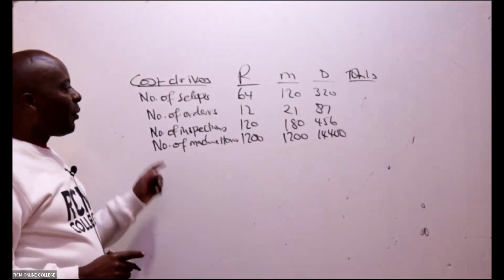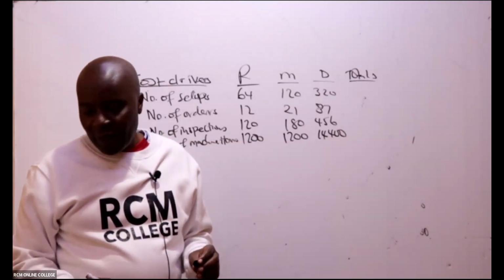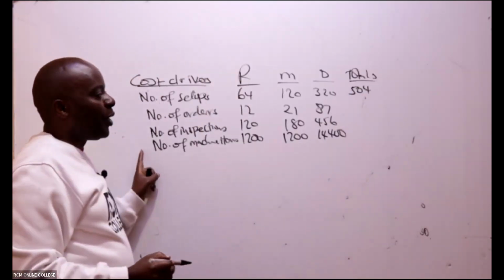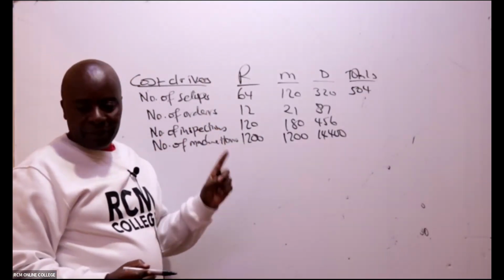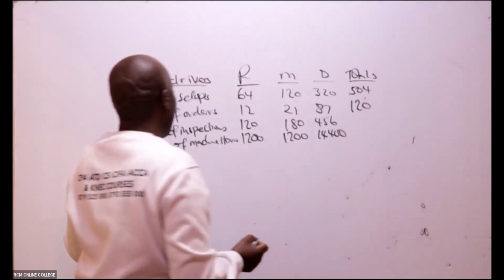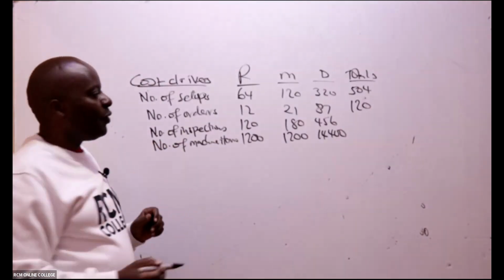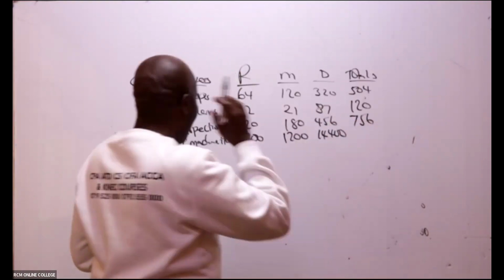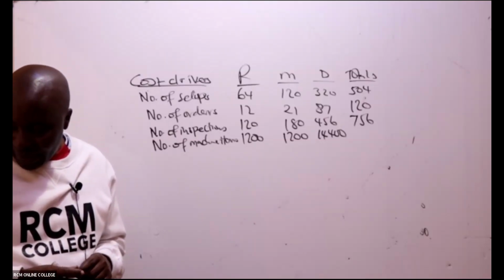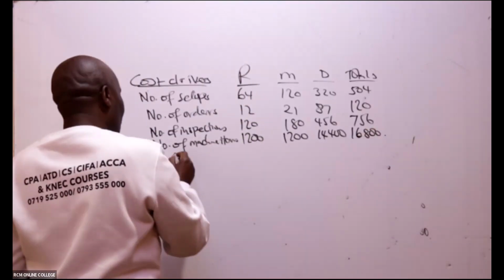Like number of setups, total 64 plus 120 plus 320. How much shall we get? 504. And then number of orders, 12 plus 21 plus 87, is 120. Then number of inspections, 120 plus 180 plus 456, is 756. Then number of machine hours, if you add all of them, we have 16,800.